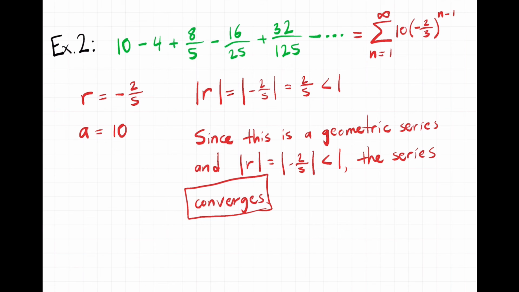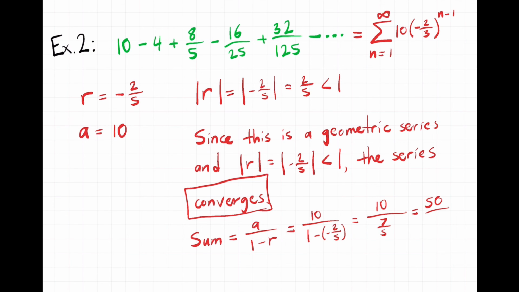Okay. And its sum, again, is going to be a over 1 minus r. Now our a here is 10, and our r is negative 2/5. So let's work that out. We're going to have 10 over, let's see, 1 minus negative 2/5 is 1 plus 2/5, which is 7/5. So 10 over 7/5 is going to be 50 over 7. So not a very neat and tidy number, but it's a fraction. There we go. That is our sum. Okay, a little over 7. 7 and a 7th, in fact.